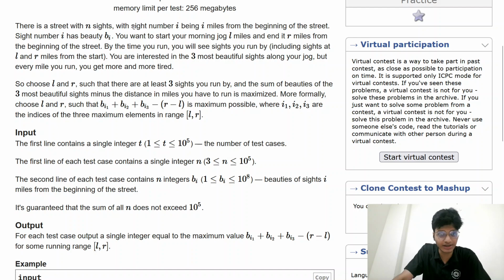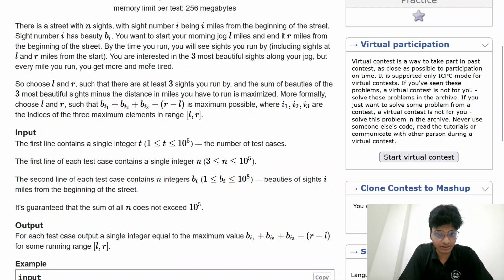There is a street with n sites, with site number i being i miles from the beginning of the street. So at the ith index, it is i miles from the beginning of the street. A total of n sites. Site i has a beauty b_i, and we are starting jogging: we start from L miles and end at R miles from the beginning of the street. As you run, you will see the sites you run by, including the sites at L and R miles from the street start.